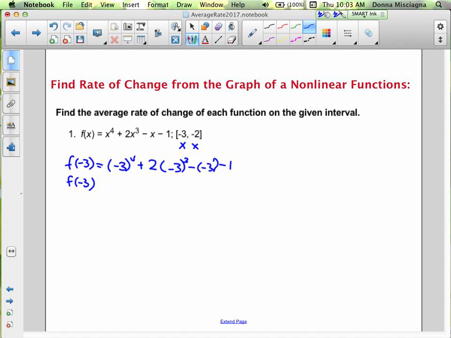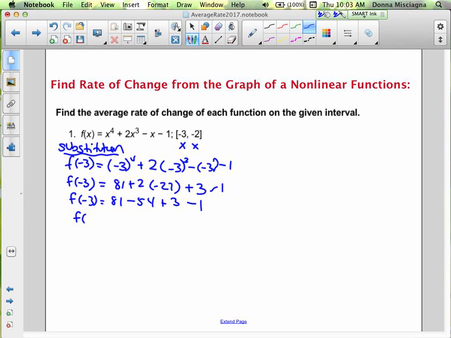And by the way, this is called substitution. So negative 3 to the 4th would be 81 plus 2. Make sure exponents first before multiplying. So negative 3 cubed is negative 27. Minus a negative 3 is going to be plus 3. And then minus 1. And we can multiply there. So f of negative 3 equals 81 minus 54 plus 3 minus 1. So 81 minus 54 is 27. And then 27 plus 3 is 30. 30 minus 1 is 29.